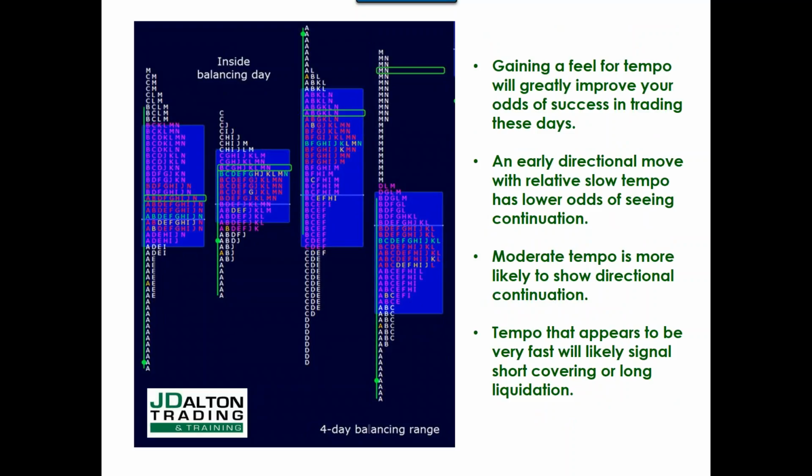On a rotational day, gaining a feel for tempo will greatly improve your odds of success in trading these days. An early directional move with relatively slow tempo has lower odds of seeing continuation. Moderate tempo is more likely to show directional continuation. Tempo that appears to be too fast will likely signal short covering or long liquidation. And when you get short covering or long liquidation, it's just going to go until that is completed. Markets must always handle the first line of business, and the current day's business is if the market's too long or too short, that's what the market has to handle.